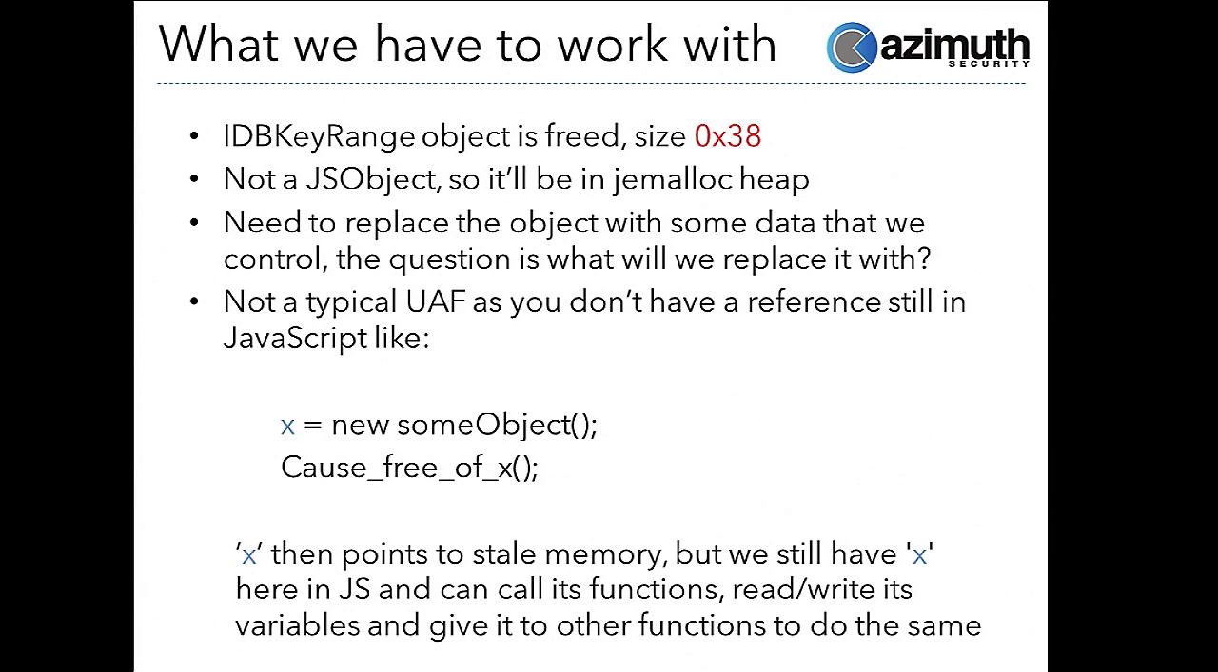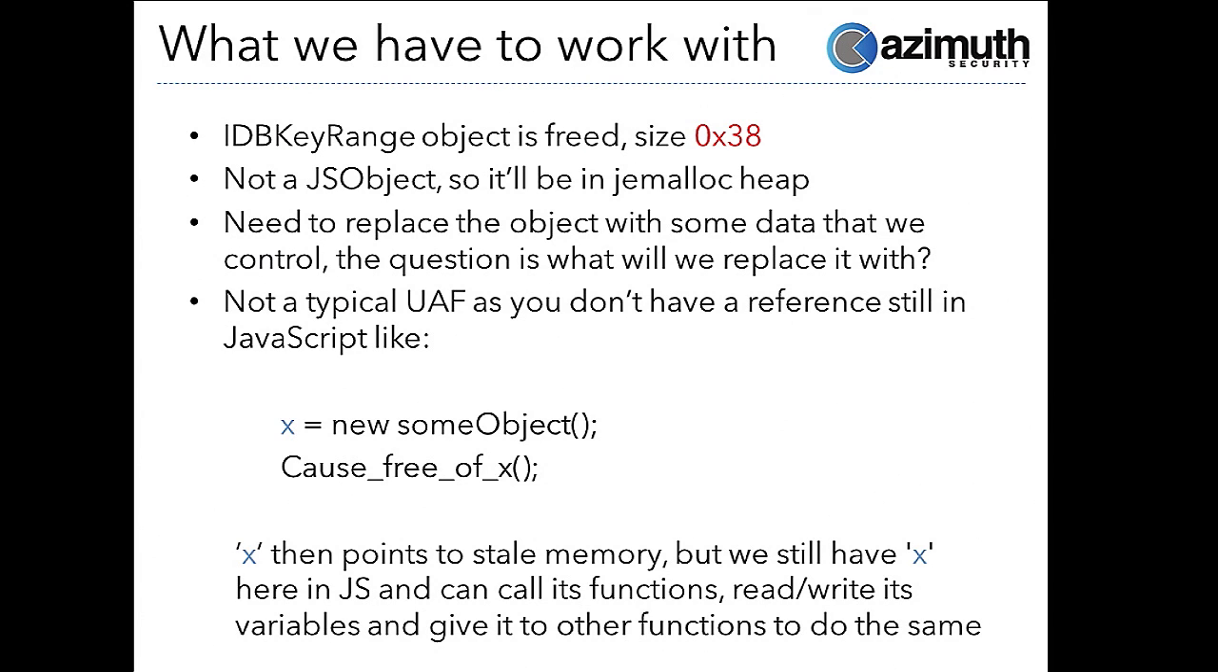Trace. So what we have to work with here is I have a key range object. It's free. It's this particular size, hex 38. It's not a JS object, so it's in the JIT now. So when you use-after-free, the whole point is: what do we replace this stale free memory with? What can we replace it with?